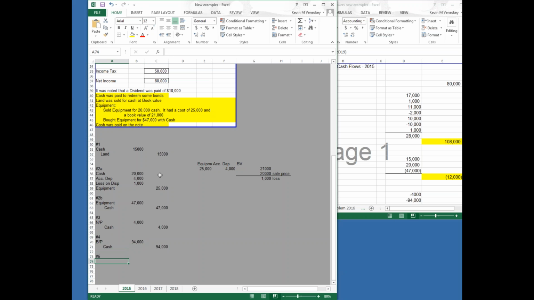And now number 5, the dividend. It says in the problem that the dividend was paid. So I had a dividend of $18,000, and I'm going to need to credit my cash because it was actually paid.